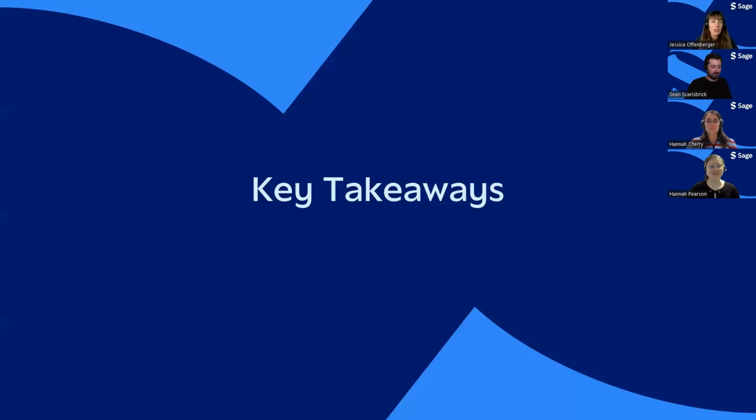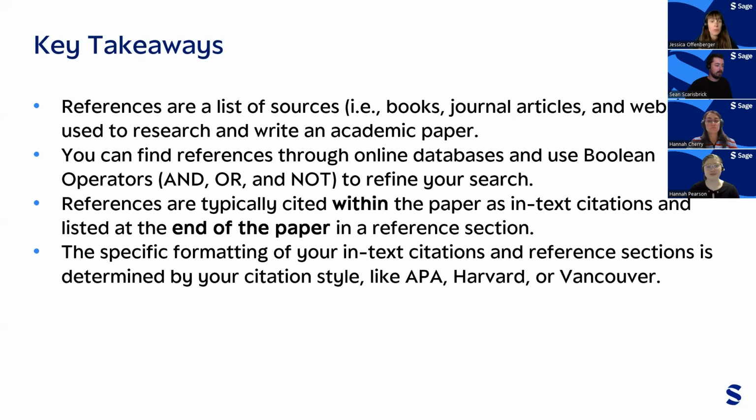Thank you. So a few key takeaways to summarize what we've gone through today. References are a list of sources. This is books, journal articles, websites used to research and write an academic paper. You can find references through online databases and use Boolean operators and, or, and not to refine your search accordingly. References are typically cited within the paper as in-text citations and listed at the end of the paper in a reference section. And the specific formatting of your in-text citations and reference sections is determined by your citation style.